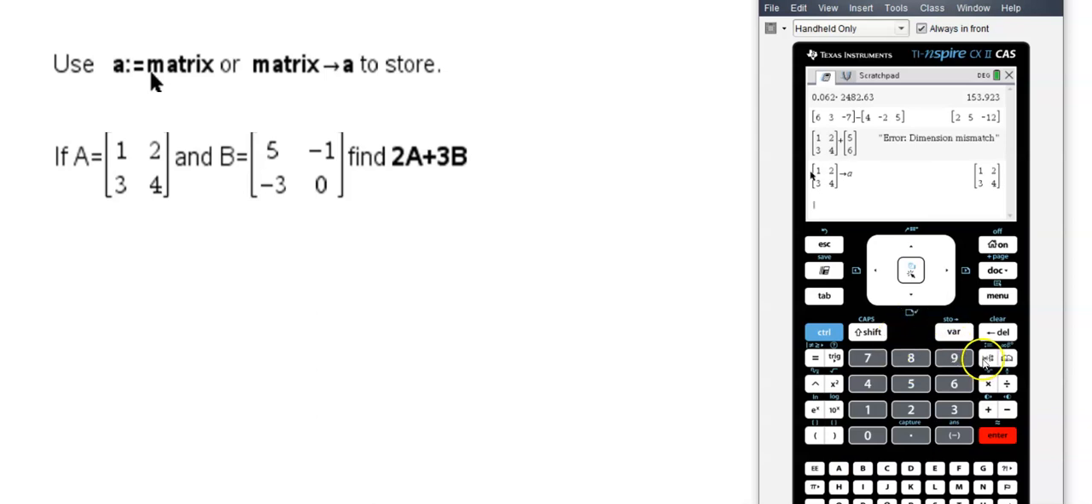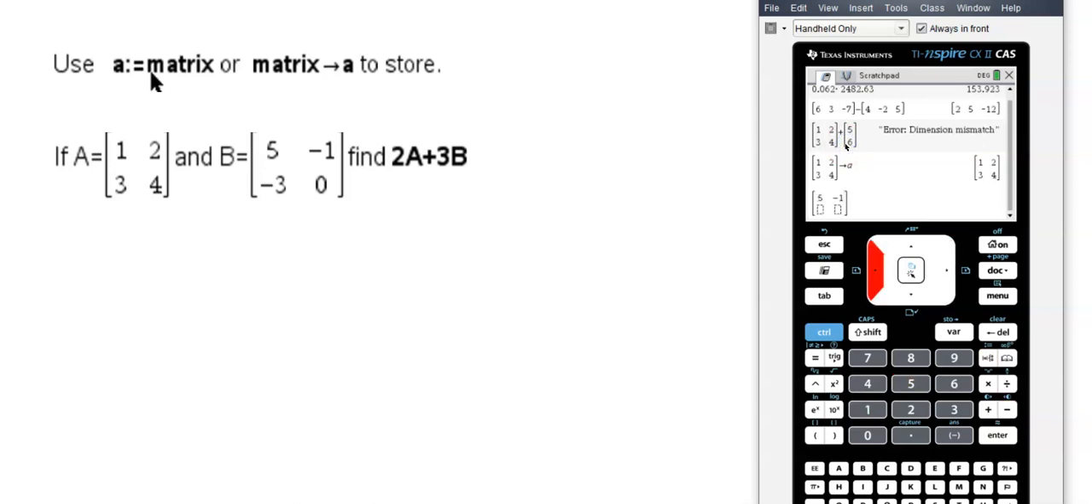Let's store this other matrix. I'm going to go to a 2 by 2 here: 5, negative 1, negative 3, 0. I'm going to hit the store key, so control variable, and store that as B. Now I can actually type in 2A plus 3B, and it's going to do the math for me. It's going to give me my answer.